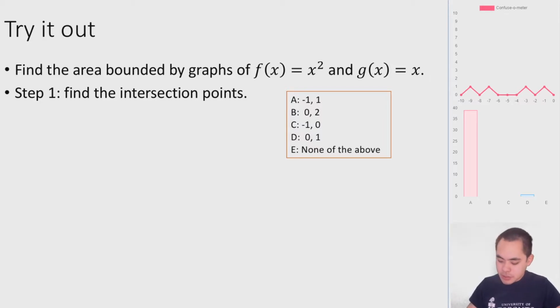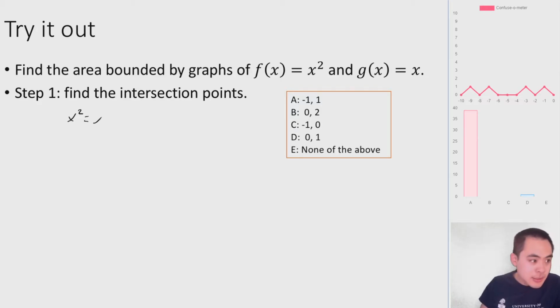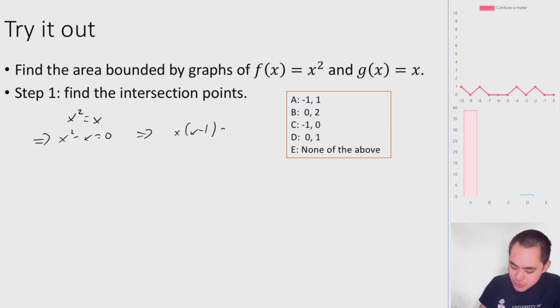Yeah, this is pretty straightforward. So x squared is equal to x, so that implies that x squared minus x is equal to 0, which implies that x times x minus 1 is equal to 0, which implies that x is equal to 0 and 1.